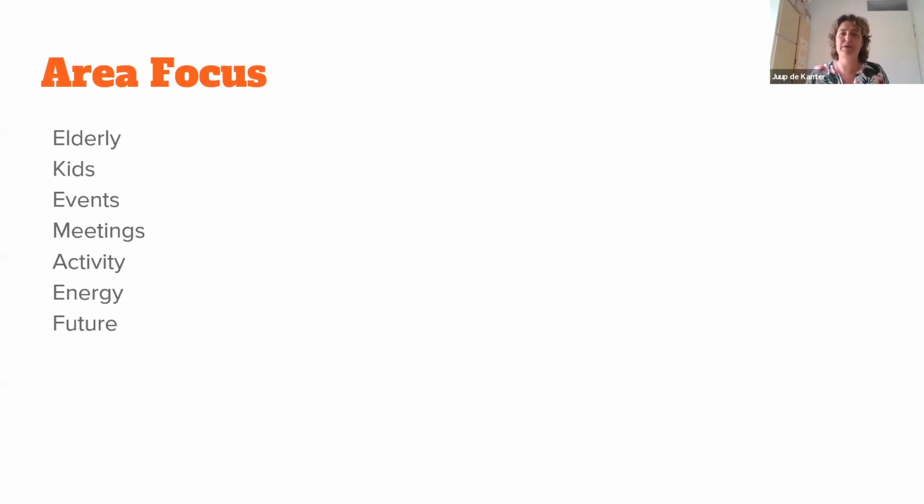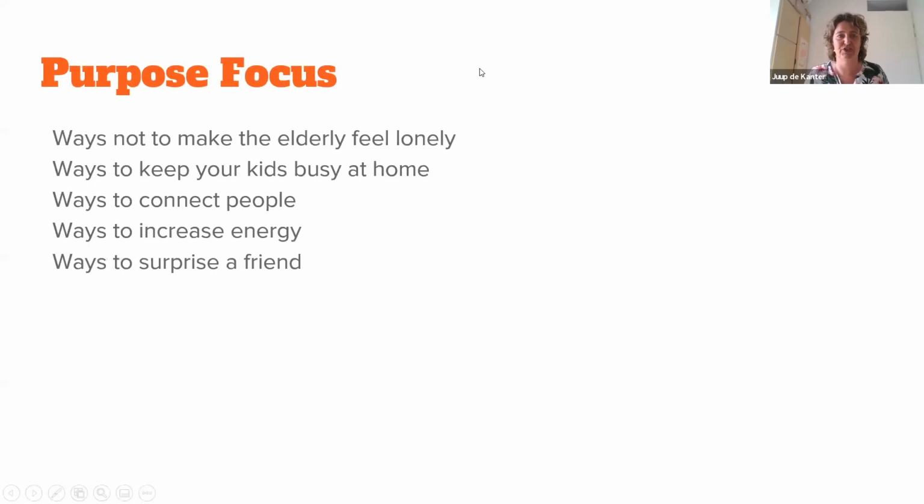But most of the time, people have a question they want to challenge. And that's a purpose focus. So we ask: ways not to make elderly feel lonely, or ways to keep your kids busy at home, or ways to connect people. How can we make events suitable for the 1.5 meter society? If you come up with these questions yourself, make sure that it's not a research question, but that you can make broad ideas, so diverge, and that it's positively formulated. For example, the first one has not in the sentence.